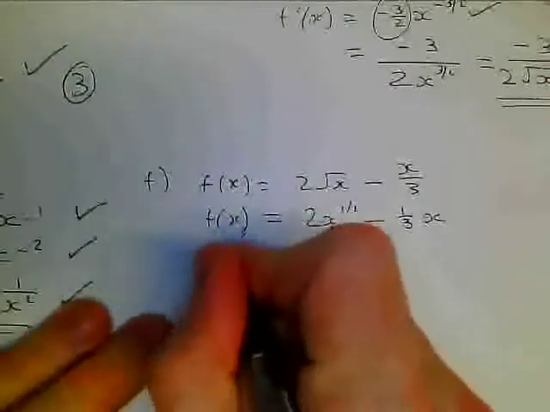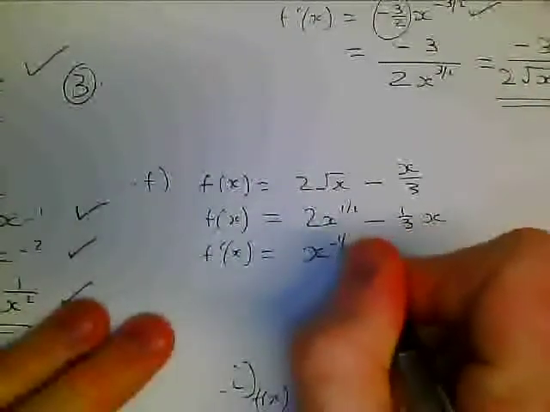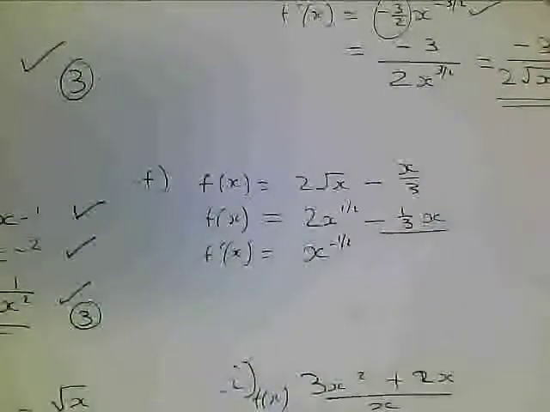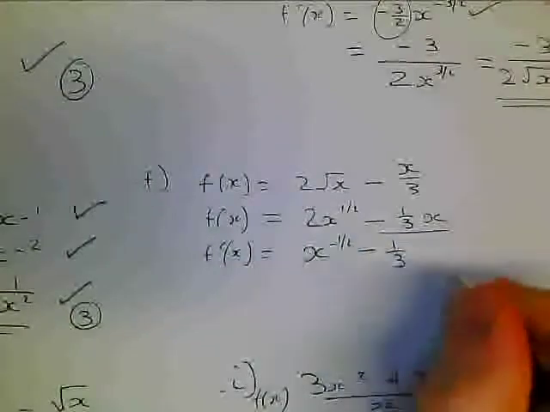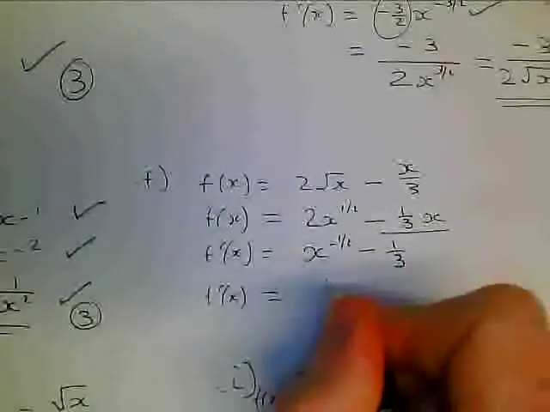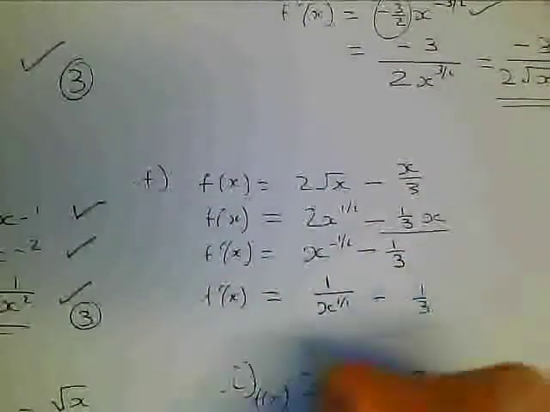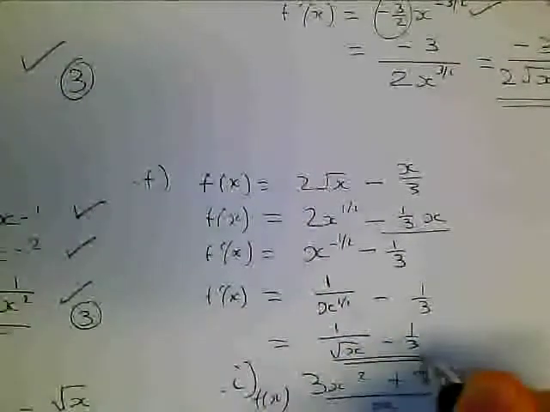Now let's differentiate it. f dash x equals, a half times 2 is 1, x to the minus a half. And this bit here, remember we said 5x differentiates to give you 5, so minus a third x differentiates to give you minus a third. Tidying this up a little bit, f dash x is the same as 1 over x to the half minus a third, which is ultimately 1 over root x minus a third. We've tidied that up a bit.